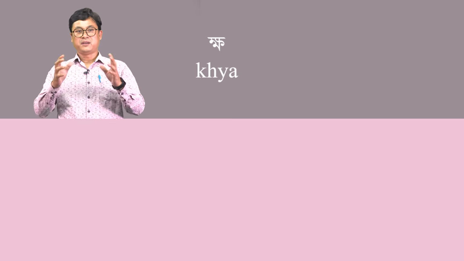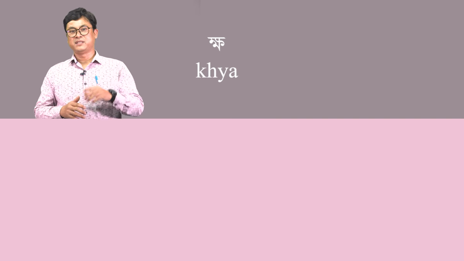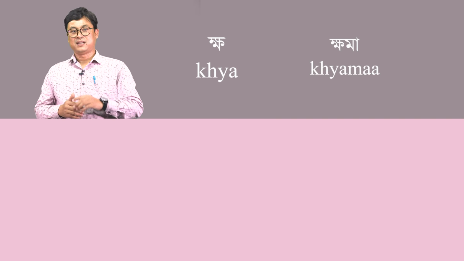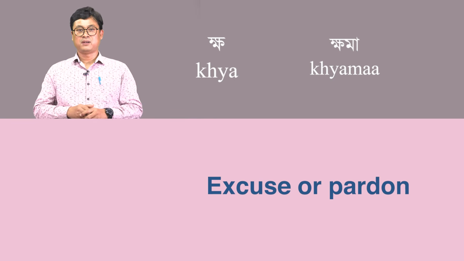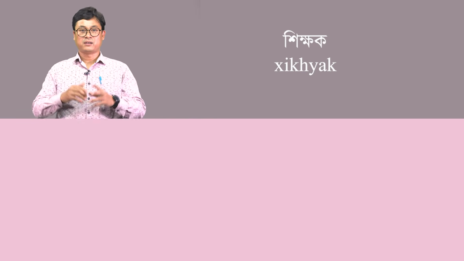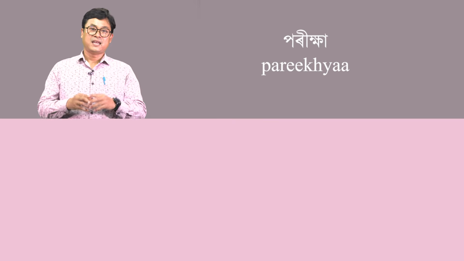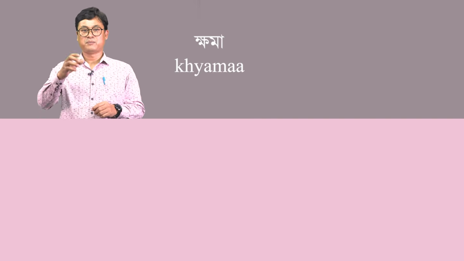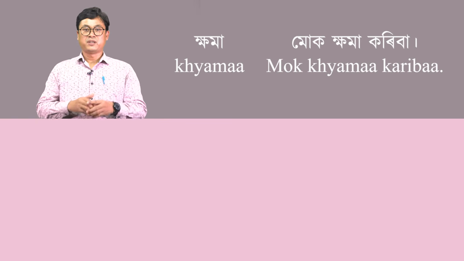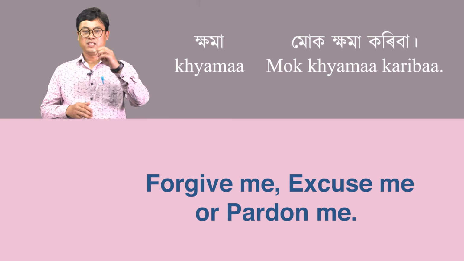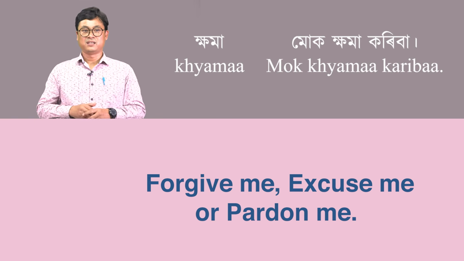Kyo. Using kyo, we can have the Assamese words like kyoma, which means excuse or pardon. Hikok, which means teacher, and porikya, that means examination. Let's make one sentence using the word kyoma. Muk kyoma koriba, which means excuse me or pardon me.